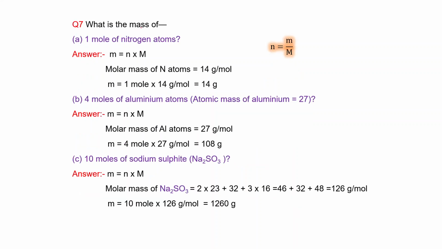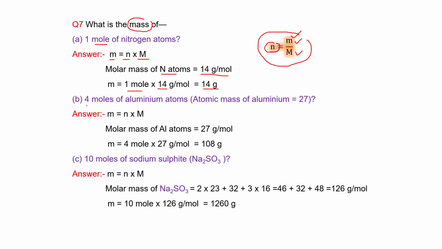What is the mass? You have to find out the mass, and mole is given. Our basic formula is this: if mass is given and it is divided by the molar mass, then we will get the number of moles. But in this question, mole is given, and we have to calculate small m. Then we can say small m is equal to n into M. In this question, n is given, that is 1 mole, and molar mass of nitrogen atom is 14 gram per mole. That's why 1 mole multiplied by 14 gram per mole, our answer is 14 gram.